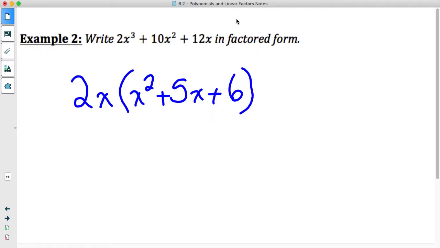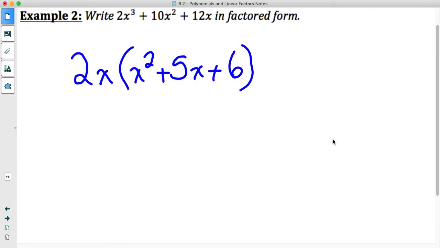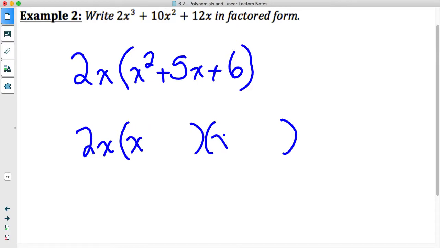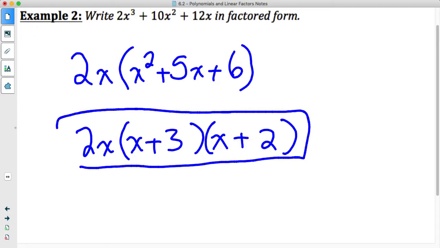But we want this completely factored. That is not completely factored, so we need to finish this out. The 2x is still out front, but the rest of this can be finished. So we need to take this, x squared plus 5x plus 6, and we have to factor that, so we got to find out what two numbers are going to multiply to give me 6 and add to give me 5. So pretty quickly we should be able to recognize that that's going to be an x plus 3 and an x plus 2. 2 times 3 is 6. 2 plus 3 gives me 5. So here's my final answer. Completely factored, that's what we get.